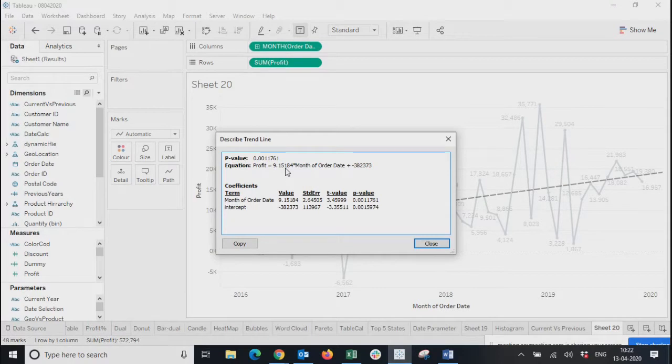Right. It's a simple linear equation. I would not say you need to go into technicality, just simply say what it is. If somebody asks what the equation of your trend here is, you should be able to tell. That's it. Now, I will not say where this 9.15 came from or where this 382373 came from, but you should know this is the equation of the linear line represented in our data by this particular trend line. Then you have p-value. What is p-value?